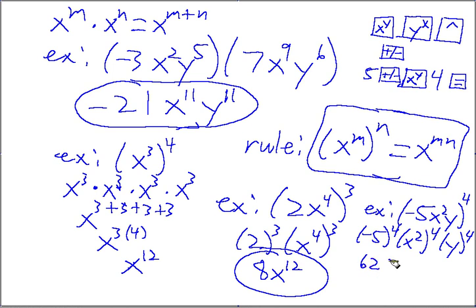So positive 625 is the answer we ought to get from the calculator, all right? And then that's x to the what? 2 times 4, 8. Y to the what? Now, what's the power on y? It's not written, so it's implied to be 1. 1 times 4 is 4. So our solution here is going to be 625 x to the 8th y to the 4th. All right, can we see that?